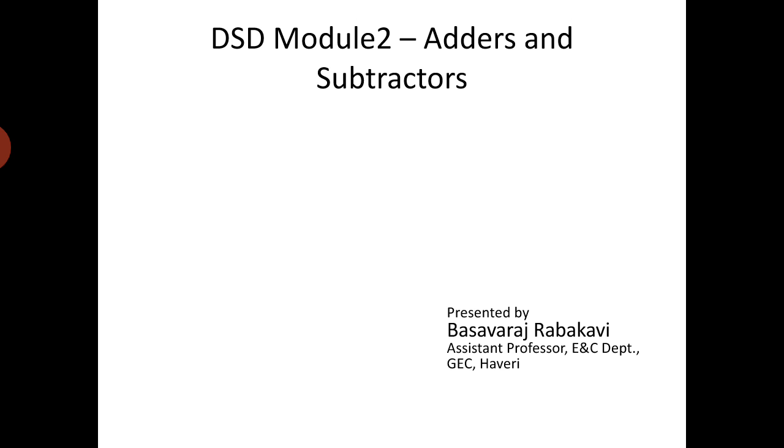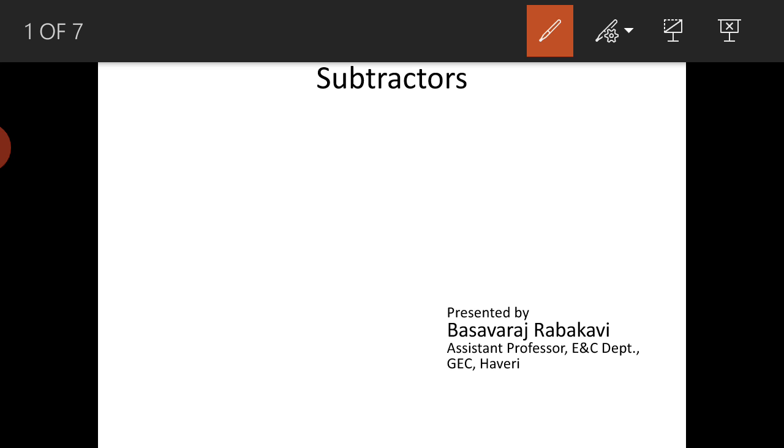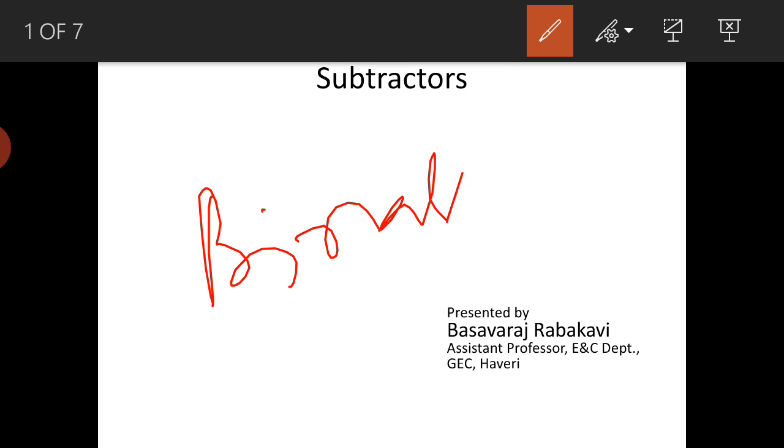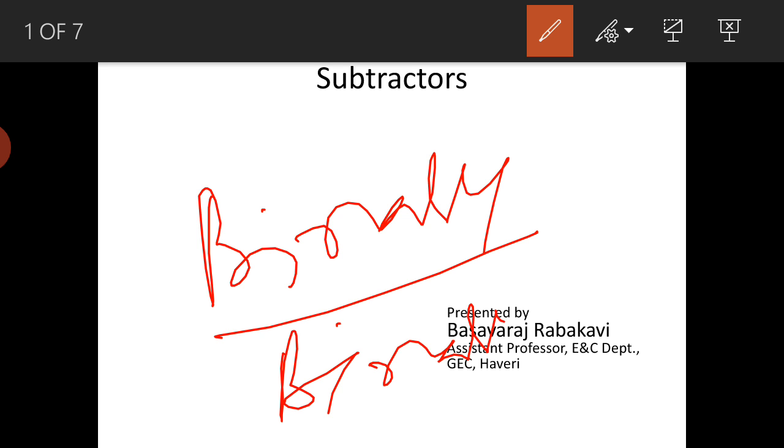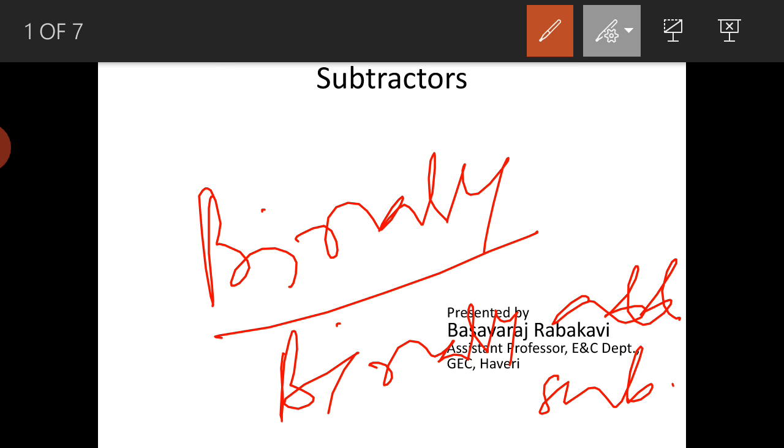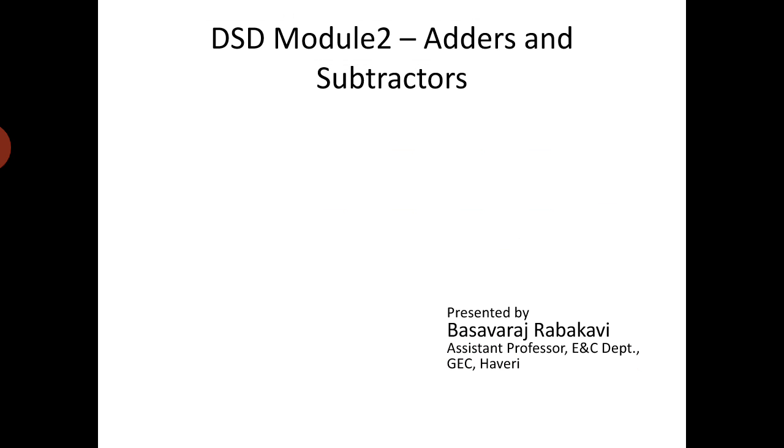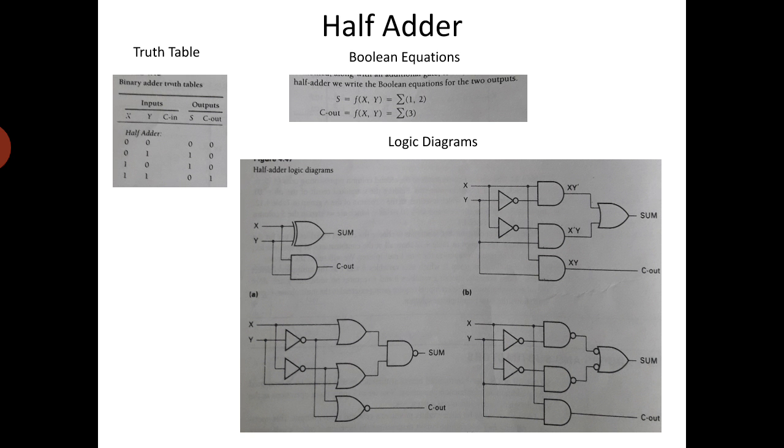Before that, in digital, all the operations we will do with binary numbers. So for that, we need to know what binary addition and binary subtraction are. By knowing the binary addition and subtraction, you will see the digital circuits which will do the binary addition and subtraction. Now, the basic adder will add the number of bits.